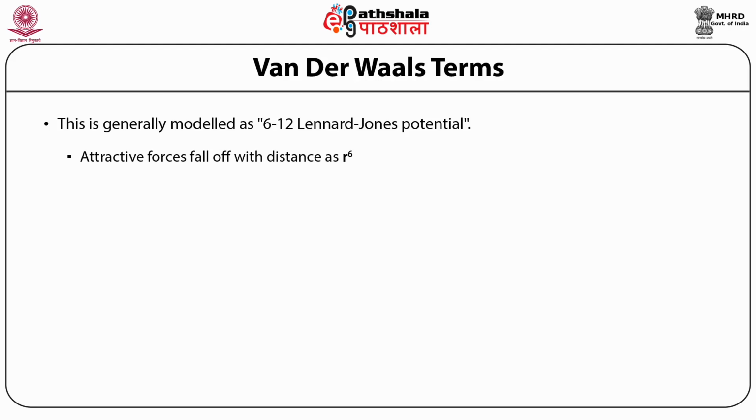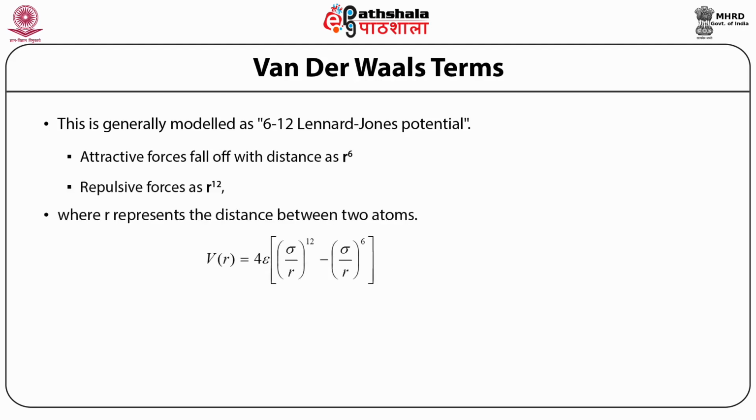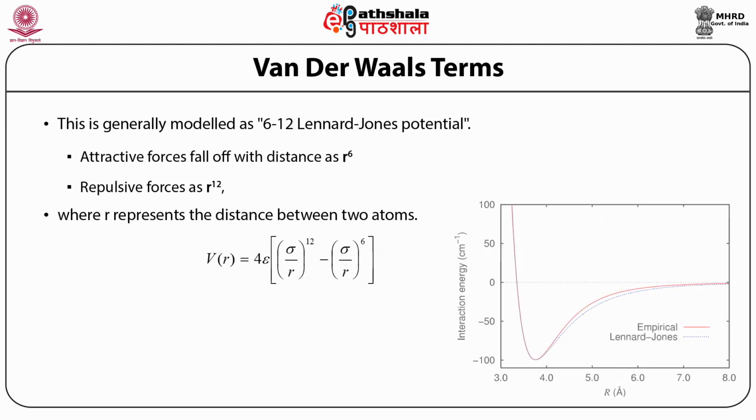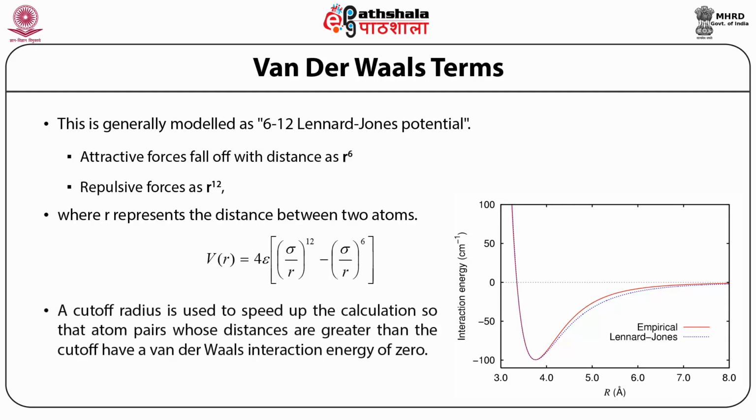Attractive falls off with distance as R^6 and repulsive as R^12, as you see from the plot shown. Here we show you the two plots. One is Lennard-Jones, another is the actual expression if you calculate. As you see very well, it's important to notice how fast it becomes zero, and that's called the cutoff radius.